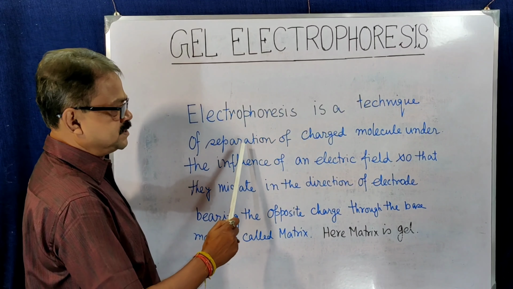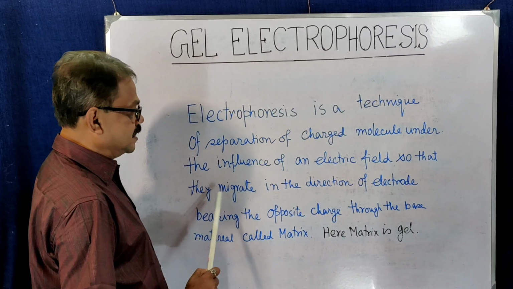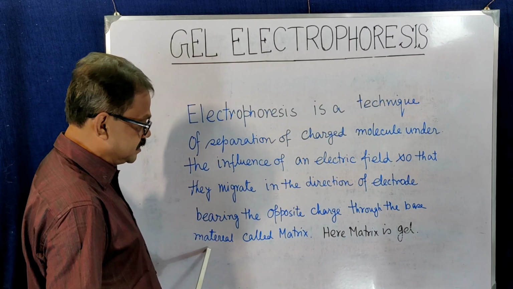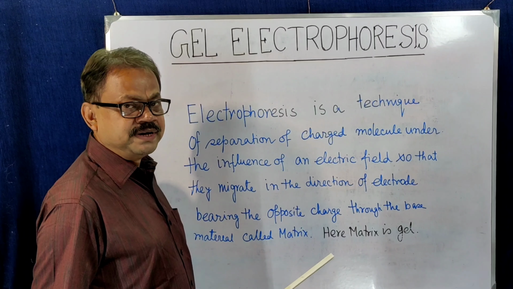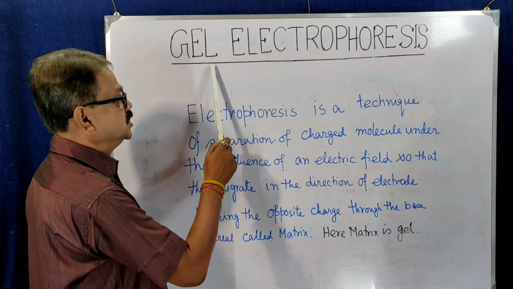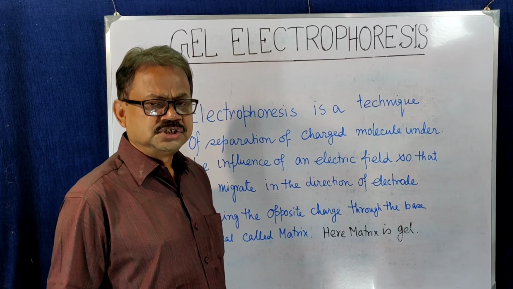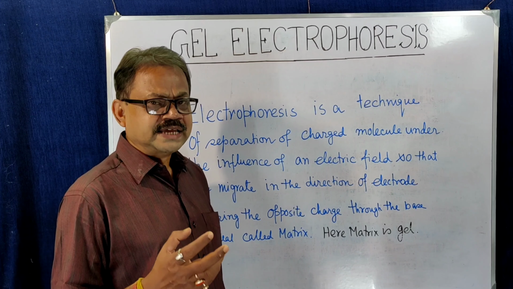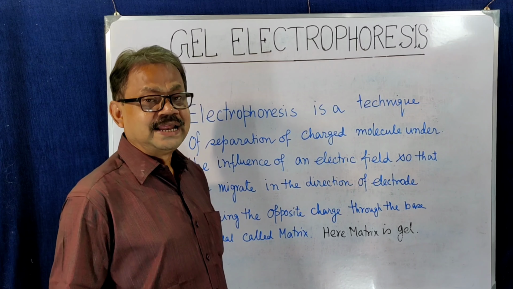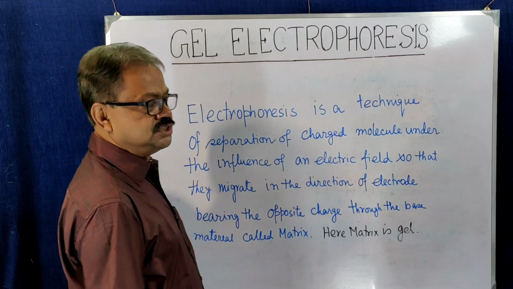Electrophoresis is a technique of separation of charged molecules under the influence of an electric field, so that they migrate in the direction of the electrode bearing the opposite charge through a base material called the matrix. Here this matrix is gel. That's why it is called gel electrophoresis. So electricity is required, and electrodes are required, which attract the charged particles. As DNA is negatively charged, it is attracted by the positively charged anode.